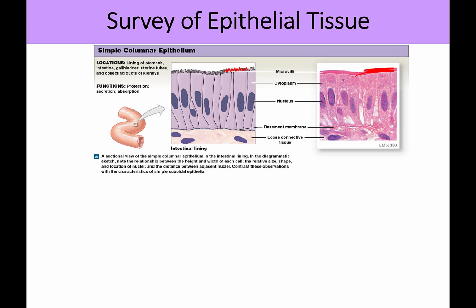These microvilli function to increase surface area for absorption and secretion. Where do you think that you need more room for absorption? The intestines, right? And the stomach, obviously. You need as much room as possible to absorb all of the goodies from your food. And the simple columnar can be found in other places as well, such as the gallbladder and some of the kidney tubes, but its main place is the intestines and the stomach.